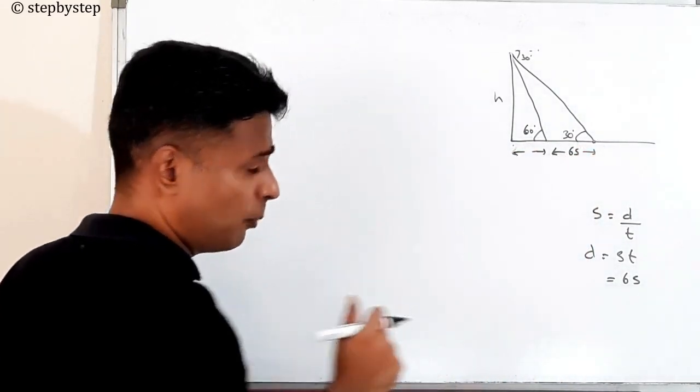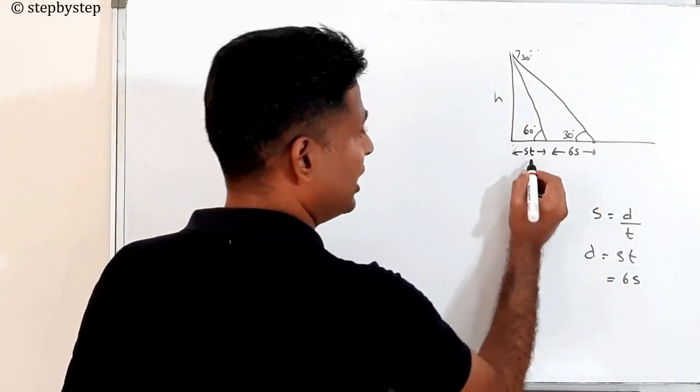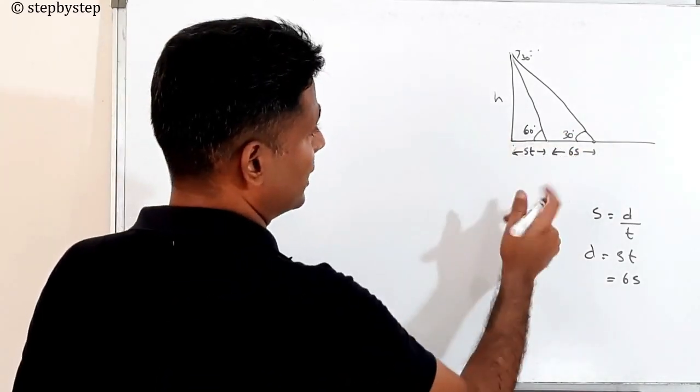And from here to here, how much time he has taken, we have to find. So let the distance be s into t. We neither know the time nor the speed. So we got our two triangles.